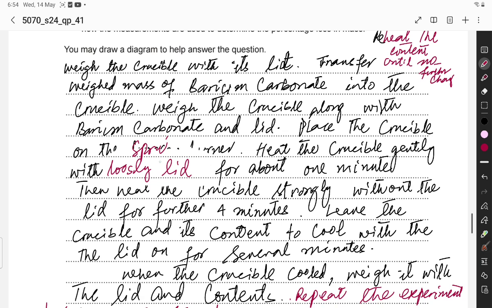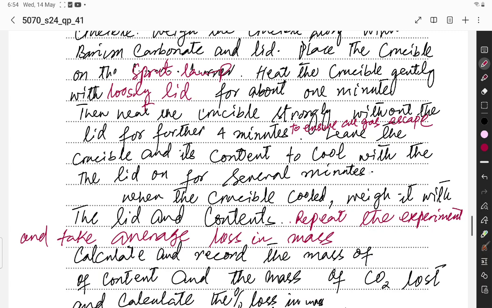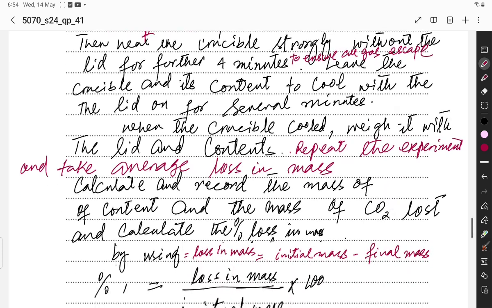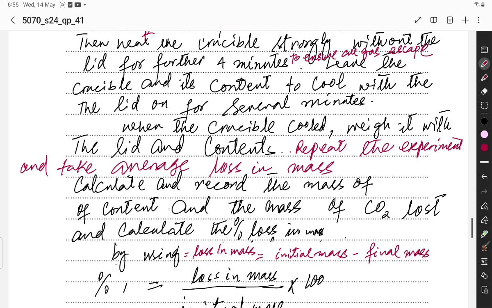Place the crucible on the spirit lamp. Heat the crucible gently with the lid loosely placed for about 1 minute. Then heat the crucible strongly without the lid for a further 4 minutes to ensure all gas escapes. Leave the crucible and its contents to cool with the lid on for several minutes. When the crucible is cool, weigh it with the lid and contents. Repeat the experiment and take the average loss in mass.